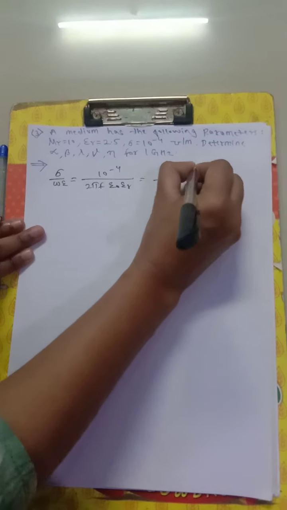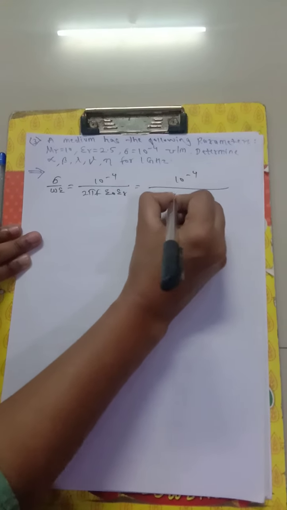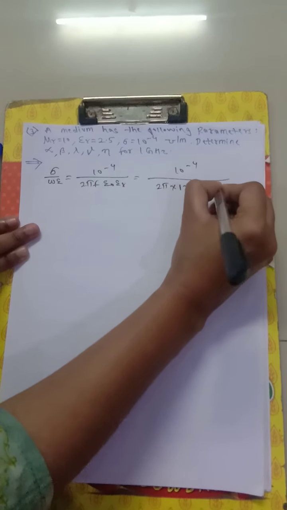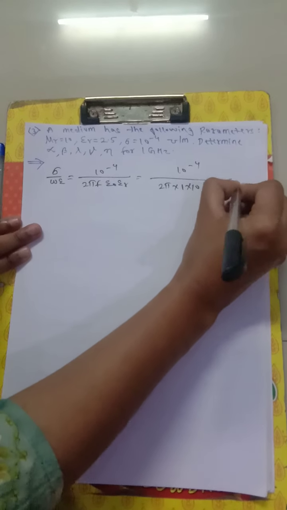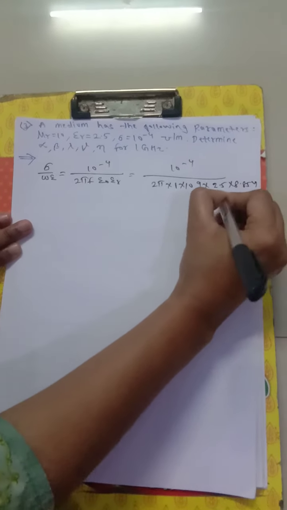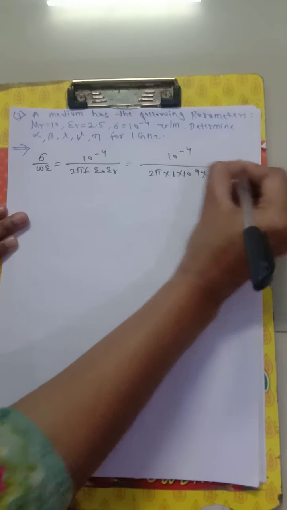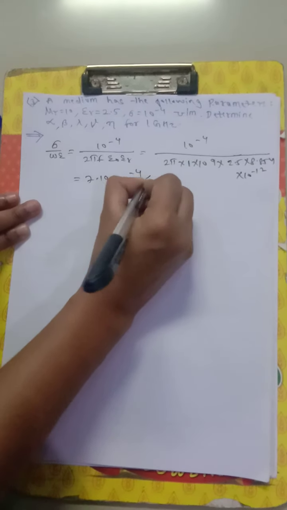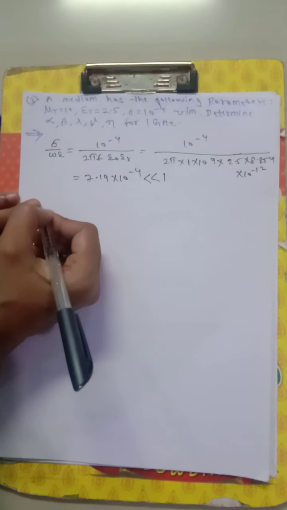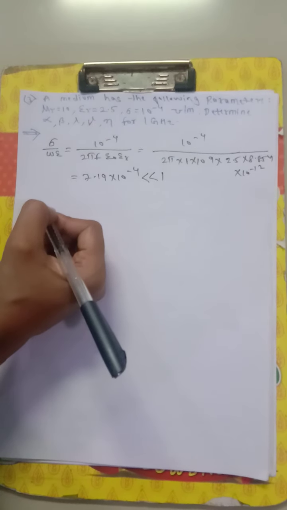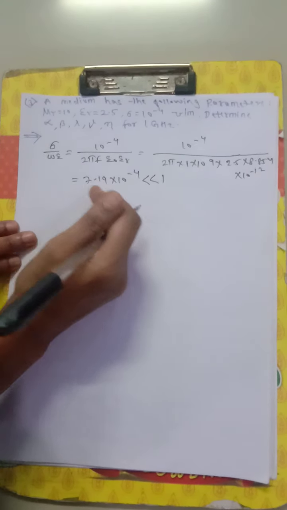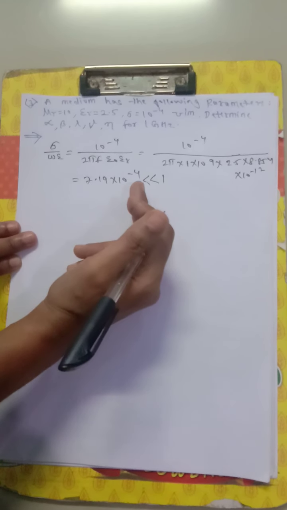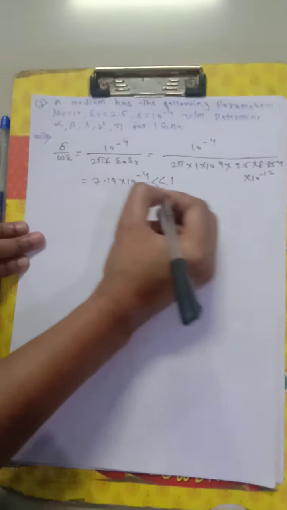You need to note down 10 raised to the power minus 4, divided by 2 pi, f is 1 gigahertz, that is 1 into 10 raised to the power 9, into epsilon, 2.5 into 8.854 into 10 raised to the power minus 12. This is the constant value. So in this way you get 7.19 into 10 raised to the power minus 4, which is less than 1. So you can say this medium is not a good conductor. If we get a value greater than 1, then you can say it is a good conductor, but right now it is less than 1, so it is not a good conductor.